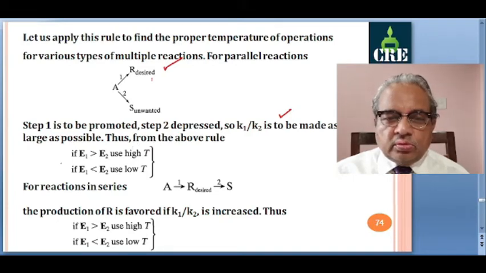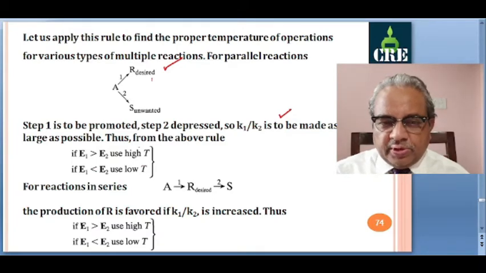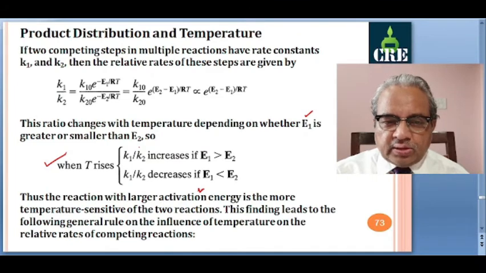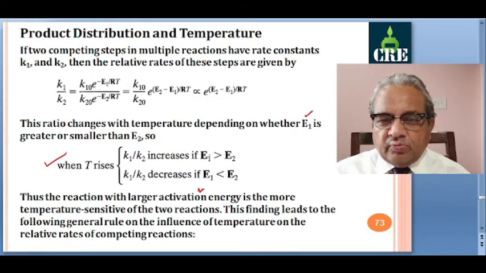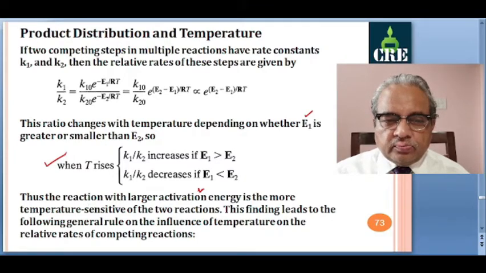So for E1 greater than E2, we will use high temperature, and if E1 is less than E2, we will use low temperature. Why? Because see, this ratio will increase and we want to increase this ratio if E1 is greater than E2, and the reaction with the larger activation energy is more temperature sensitive.